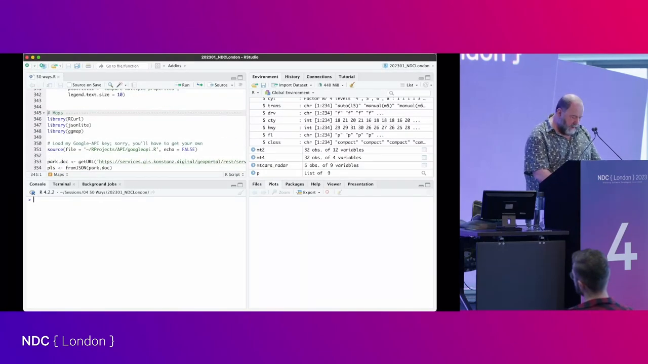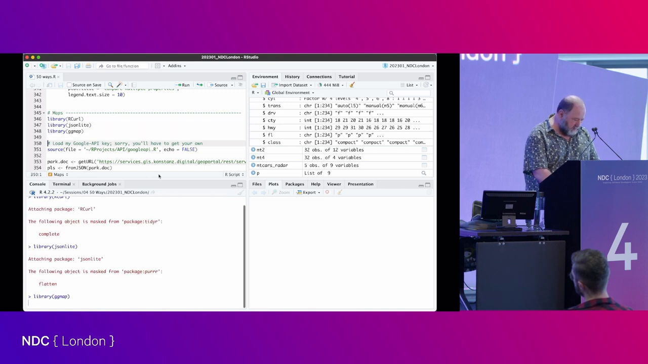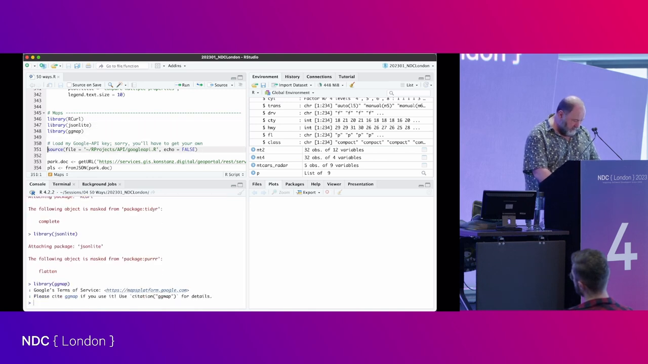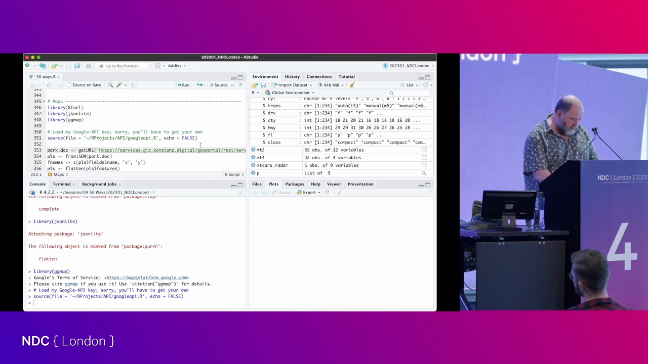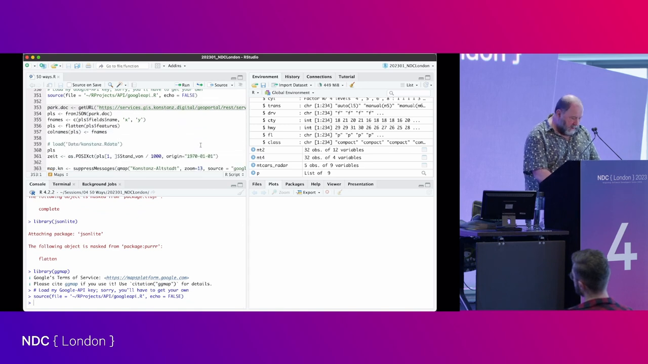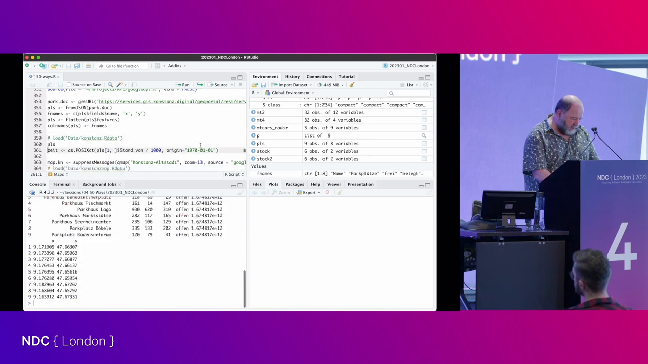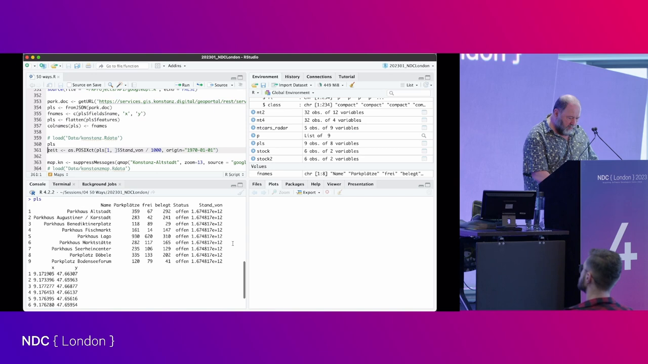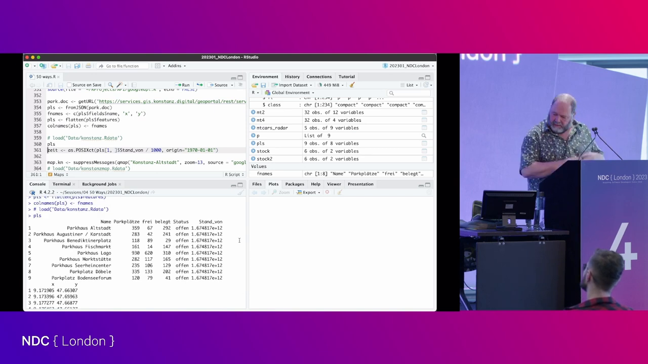Then, oh yeah, maps, of course. Everyone likes maps in their visualizations. I had to redo this one because I had another city where they've hidden the data in the meantime. So that's a new one.